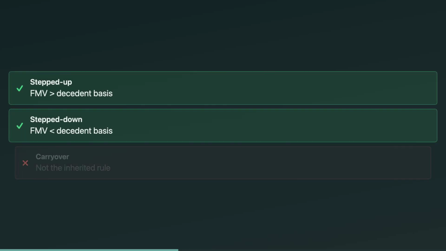That FMV at death rule can create a stepped-up basis or a stepped-down basis. If the asset appreciated during the decedent's life, your basis jumps up to FMV, shrinking your future taxable gain. If the asset dropped in value, your basis drops to FMV, which can reduce or even eliminate a future loss. Exam tip: always compare date of death FMV to what the decedent originally paid to label it step up or step down.